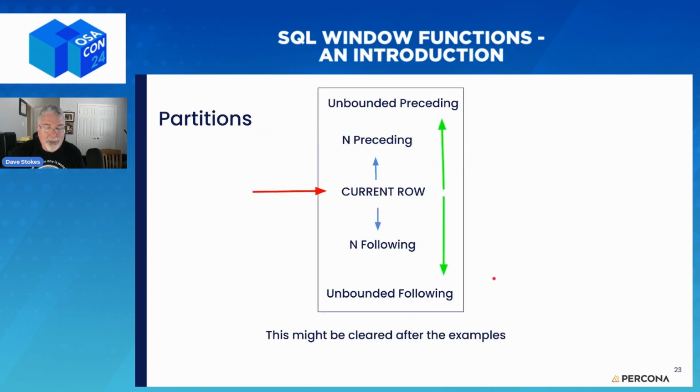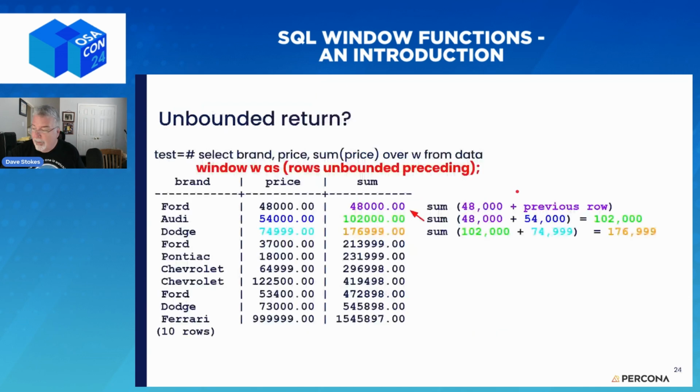Now, once again, I want to go back to this because it might make more sense. You have a pointer of the current row, and you specify how many rows preceding and how many following. And if you want all of them, you use unbounded, either for preceding or following. And let's take a look at this one. Now here we're going rows, unbounded, preceding.